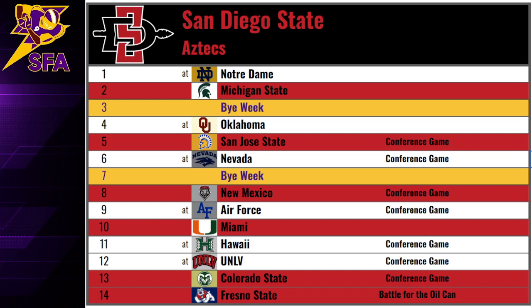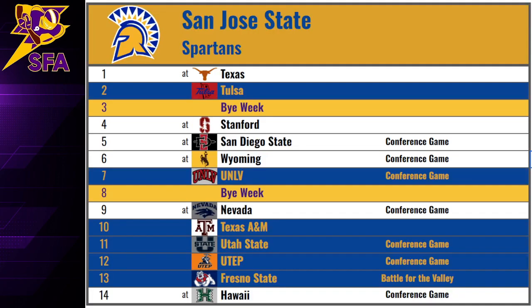Just so you know, Mango, also, the majority of scheduling was done before coaching changes, so nobody knew you're going to be at Michigan either. So, yeah. All right, so we got San Jose State next. We got Texas, Tulsa, Stanford. Remember, I'm going to post all of the grids as well after this stream sometime tonight.